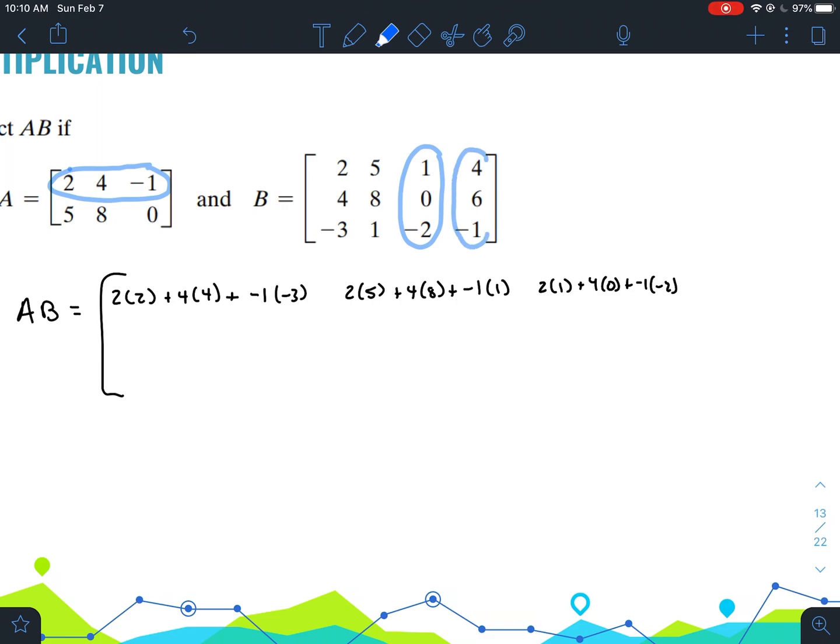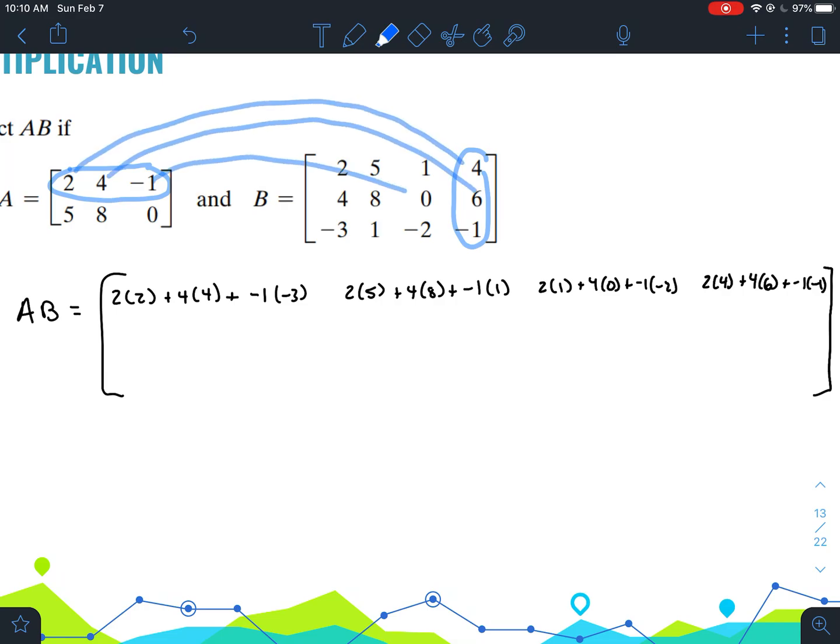And then you're going to do the exact same thing, but with the last column. So notice this will only work if the number of entries of the rows in matrix A is the same as the number of entries in the columns of matrix B. So we're going to take 2 times 4 plus 4 times 6 plus -1 times -1. And that is going to give me the first row in my product matrix.